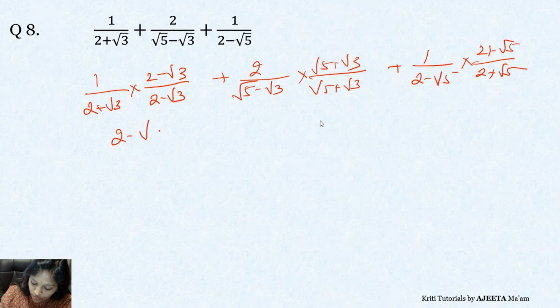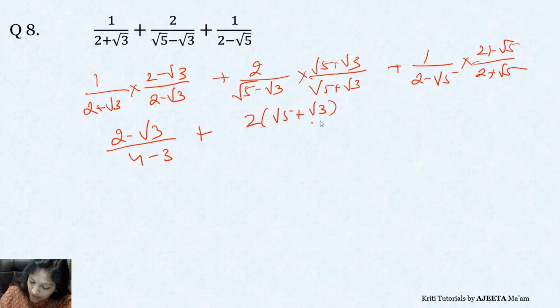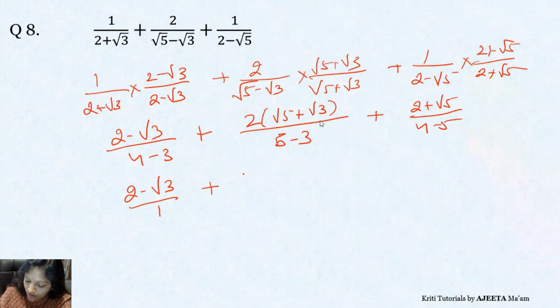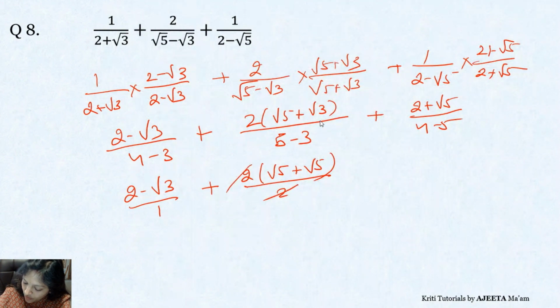So 2 minus root 3, 4 minus 3. Root 5 plus root 3, here we get 5 minus 3. Then here 2 plus root 5, and here we get 4 minus 5. Now let's work out. 2 minus root 3, 4 minus 3 is 1. 2. Do not multiply inside, students, because 5 minus 3 is 2, so we cancel it out. Root 3. Okay, let's make it clear. Now here 4 minus 5 is 1, so I am taking that minus 1.